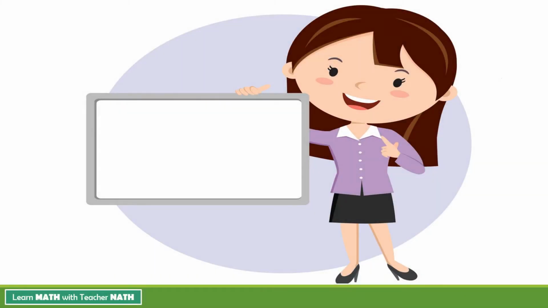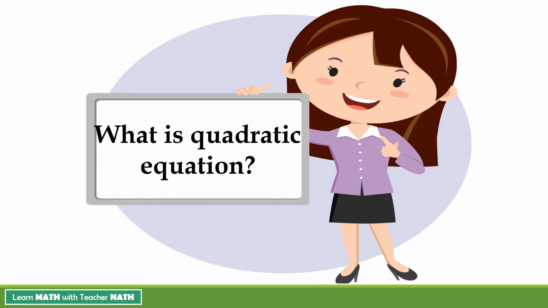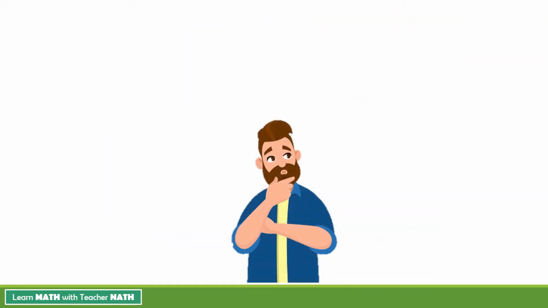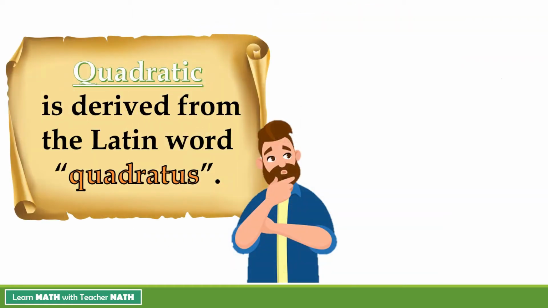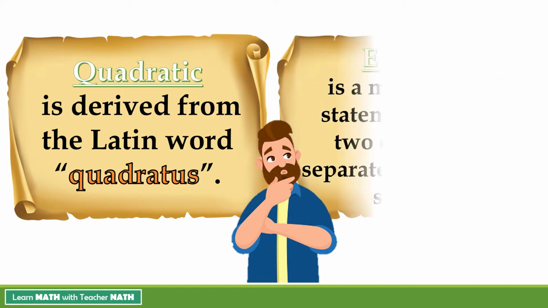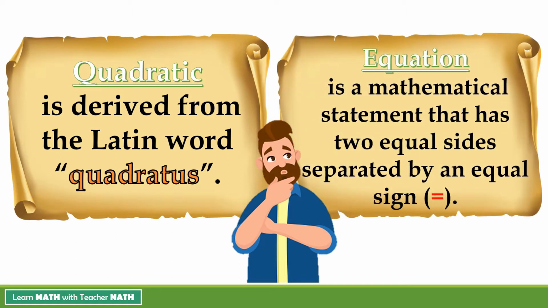So first, let's define what is quadratic equation. Unahin muna natin ang salitang quadratic. Quadratic is derived from the Latin word quadratus, meaning square. Next is equation. Equation is a mathematical statement that has two equal sides separated by an equal sign.